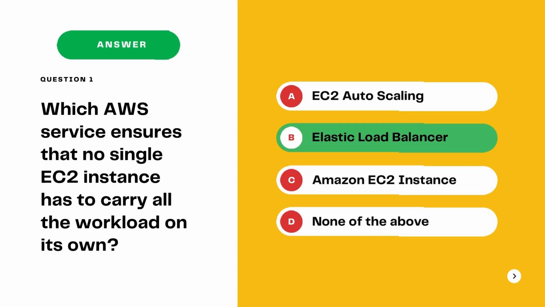The next option was Elastic Load Balancer. This is the correct option as it automatically distributes incoming traffic across multiple EC2 instances. The next option was Amazon EC2 instance. This is not the correct option as we have to distribute traffic across EC2 instances as asked in the question. So the correct option is option B.